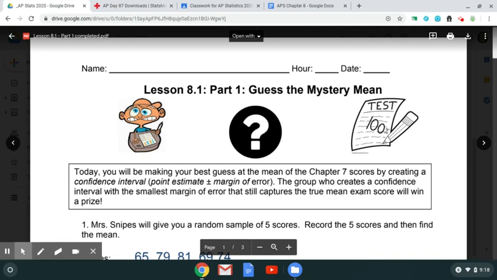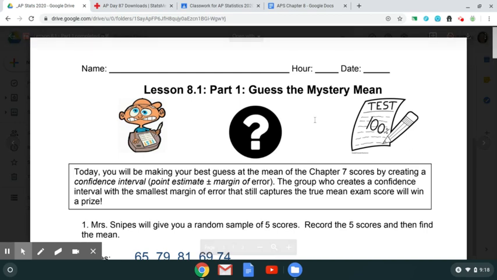This whole chapter is about our first of two things that we have to learn in AP Statistics so that we can make decisions with the data that we have learned how to collect and all the great things that we know the data can tell us. Today we're going to be making the best guess at the mean of, instead of chapter 7, chapter 6, because I don't have any chapter 7 test scores. We're going to be creating what's called a confidence interval.